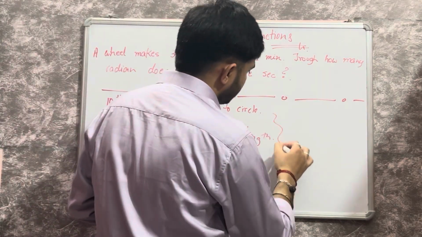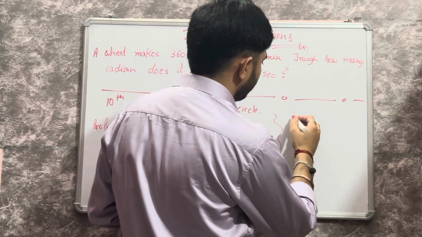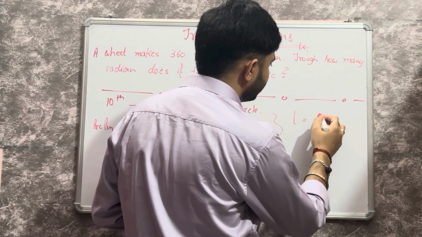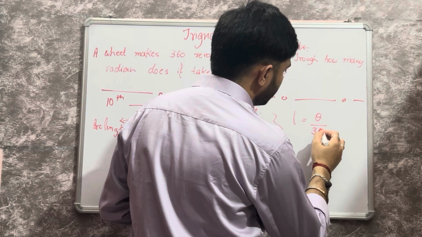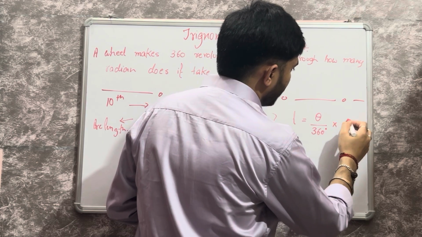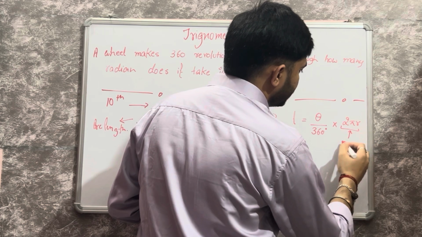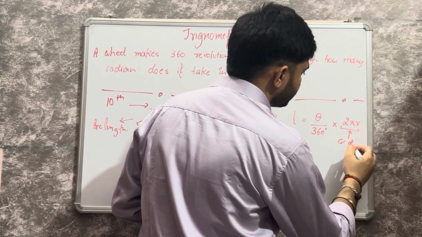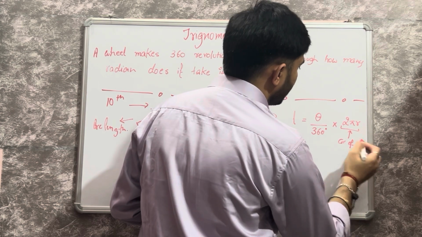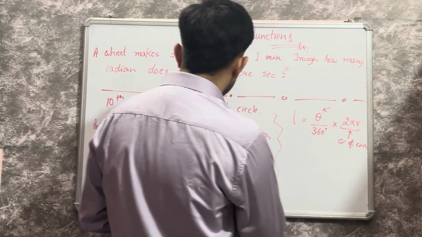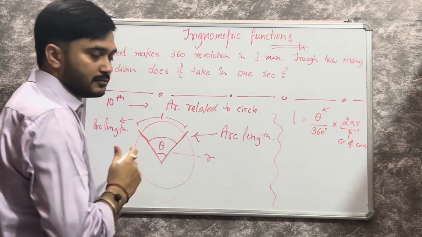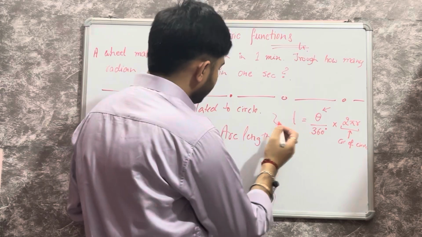At that time we got to know the formula L is equal to theta upon 360 degree multiplied by 2 pi r. 2 pi r because it is circumference of circle. Theta is angle, that is this angle, and L is the arc length.